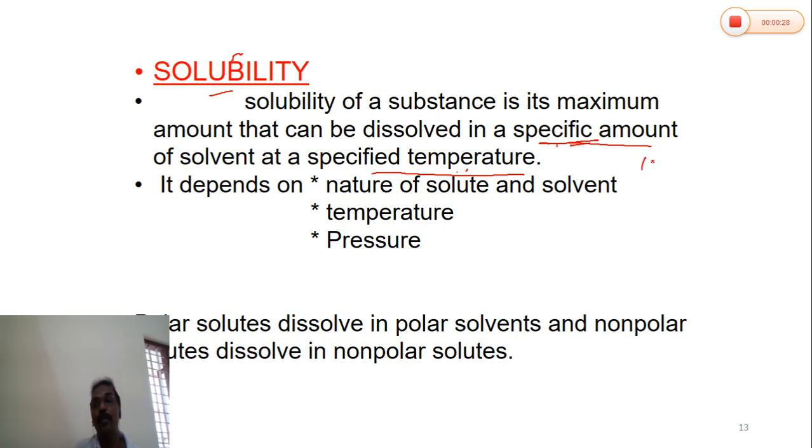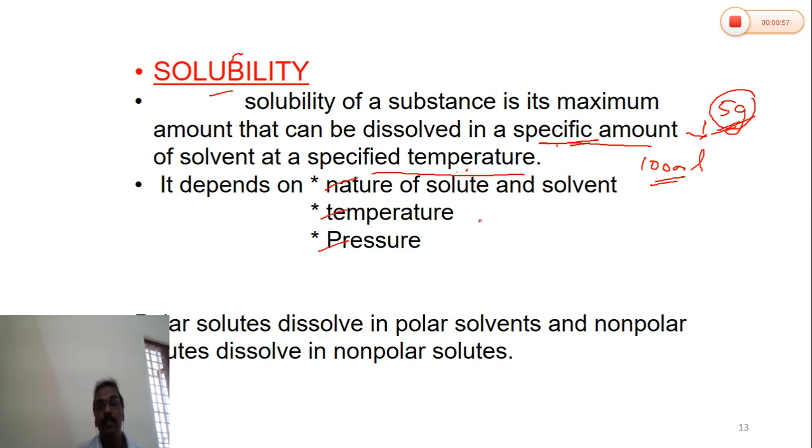Suppose in 100 ml of water, 5 gram of sugar can dissolve. This is the solubility: 5 gram per 100 ml. So the temperature should also remain the same. And solubility depends on the factors: nature of the solute and solvent, temperature and pressure.